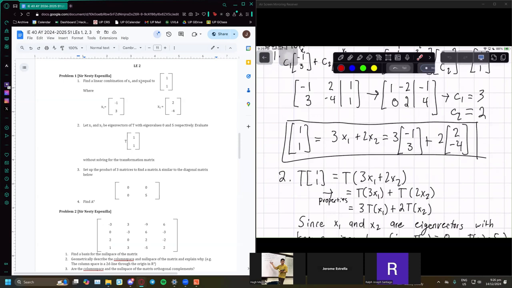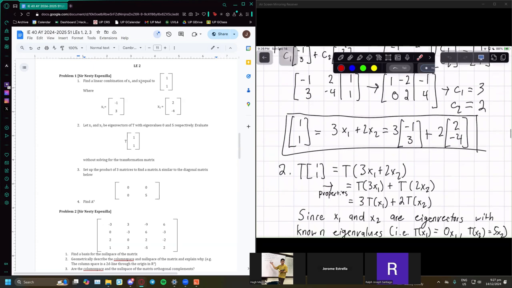Now, for number 2, let x1 and x2 be eigenvectors of T with eigenvalues 0 and 5 respectively. Evaluate the transformation on 1, 1 without solving for the transformation matrix. So this is where there will be, I want to say heavy application, but it's not super heavy, just application of the definition and properties of eigenvalues and eigenvectors and the properties of linear transformations.